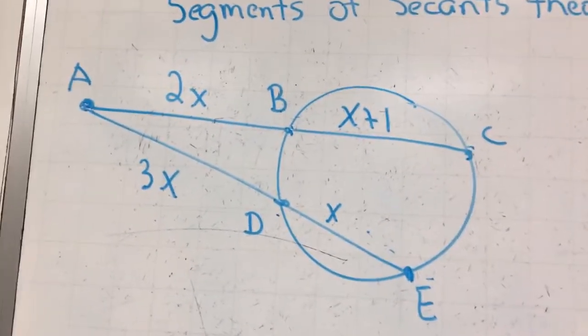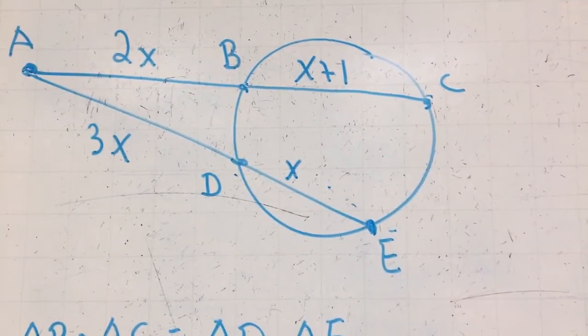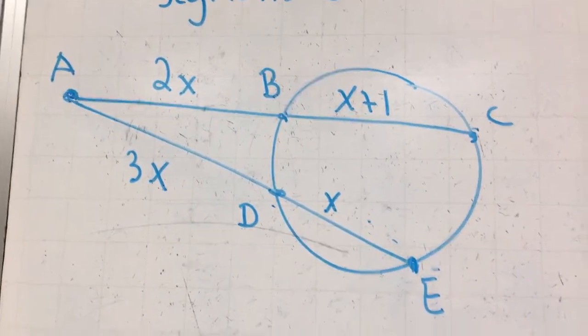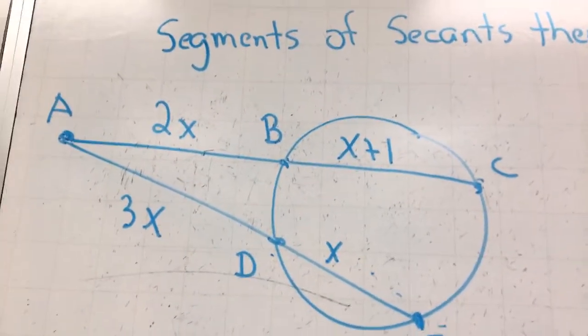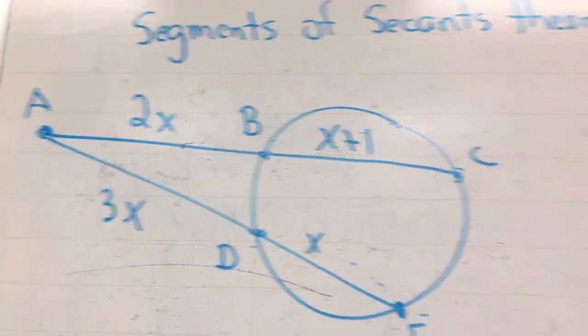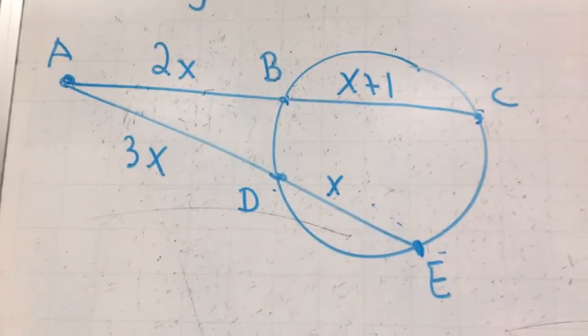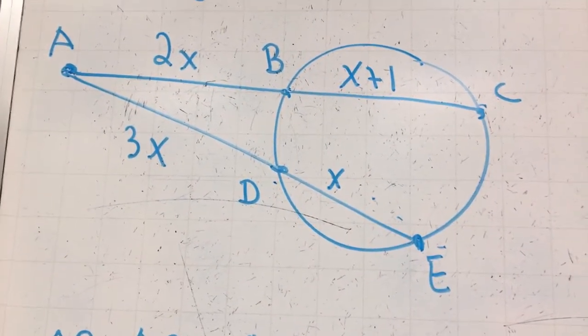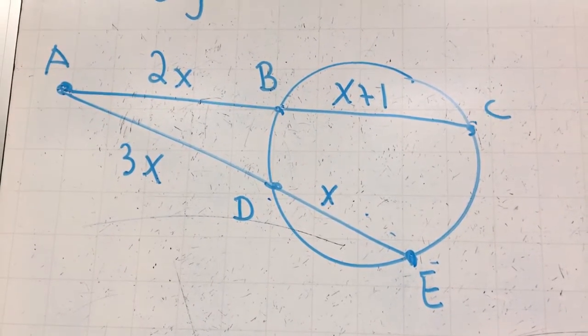If you look at this, I have piece AB, I have BC, I have AD, and I have DE, all right? Now, we all remember from the segment addition postulate that if you take and add 2x plus x plus 1, that gives you the entire length AC. If you add 3x and x, it gives you the entire length AE. All right, so we need that to make this theorem work.